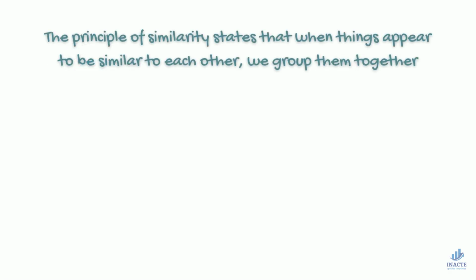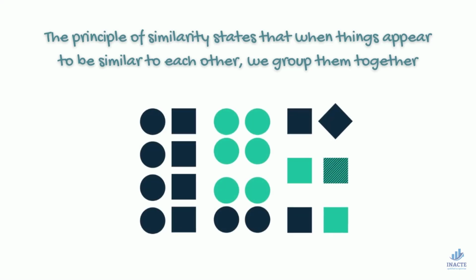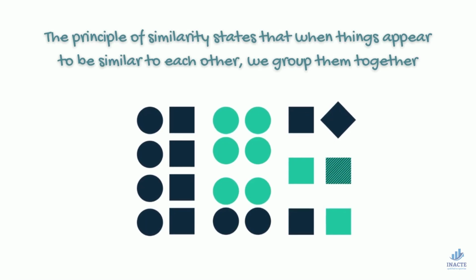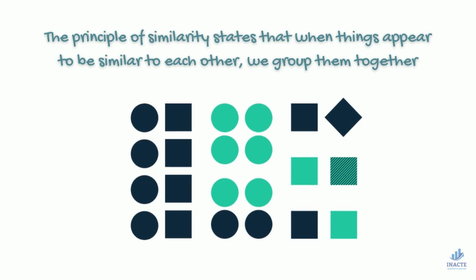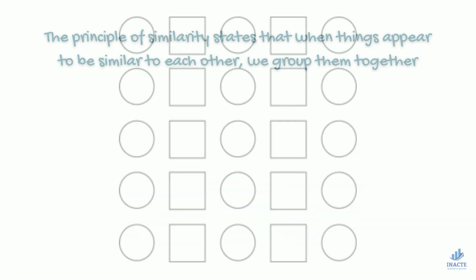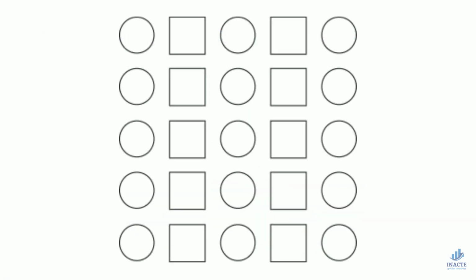The principle of similarity states that when things appear to be similar to each other, we group them together. And we also tend to think they have the same function. For instance, in this image there appear to be two separate and distinct groups of shapes, the circles and the square. The human eye tends to distinguish similar elements in a design as a complete picture, shape or group, even if those elements are separated.